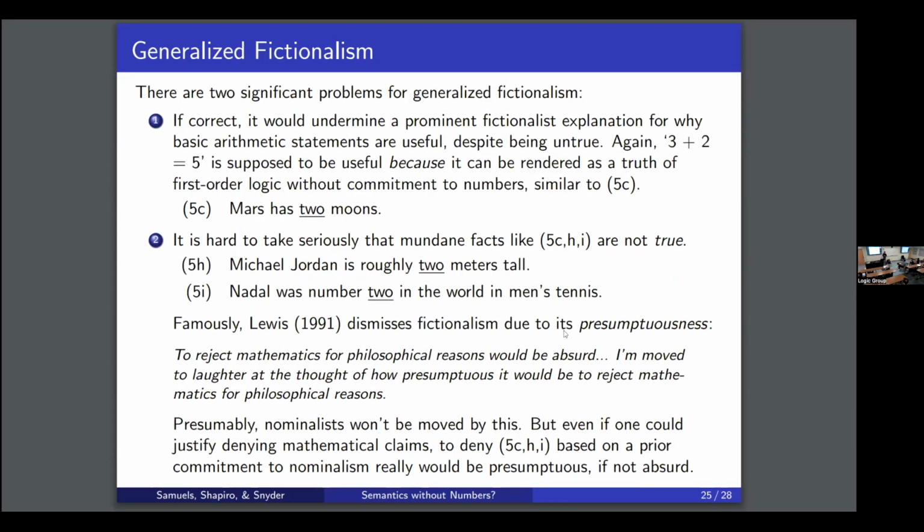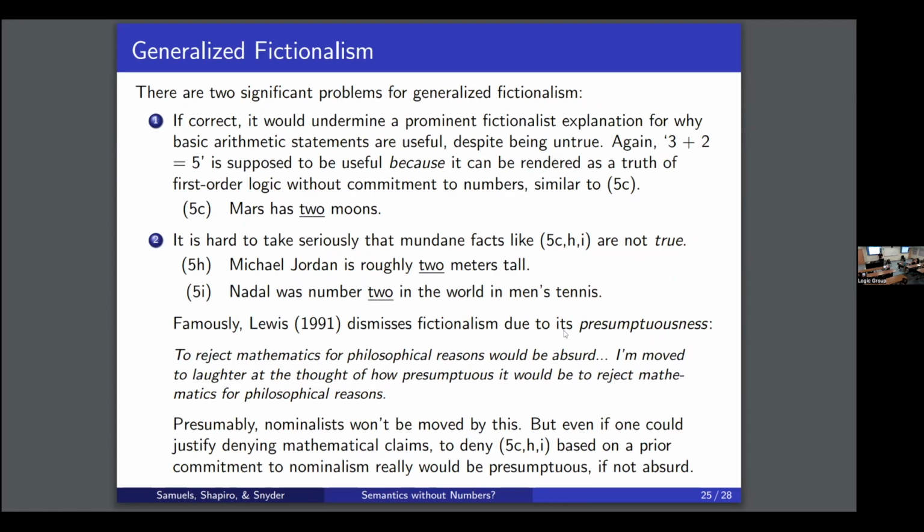All right, what's the problem with generalized fictionalism? So there are going to be 2 really significant problems. The first I've already pointed out. If we accept that none of our number talk is true, then the explanation that I gave just a second ago for why mathematics is useful is completely thrown out.